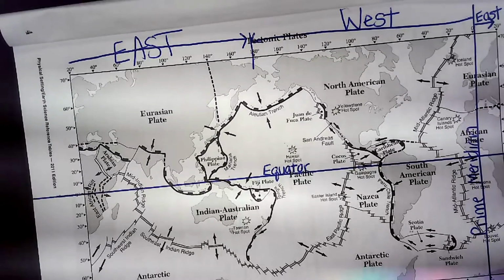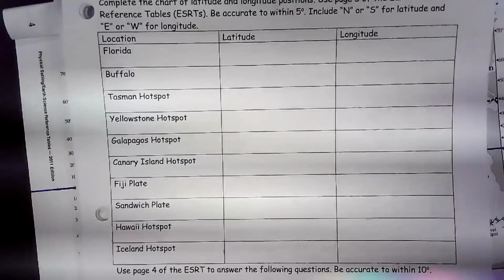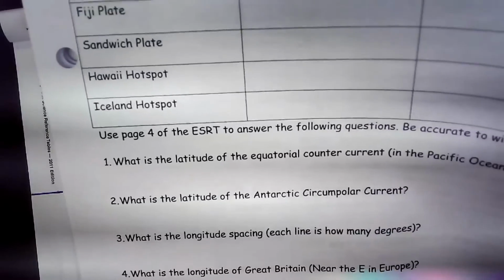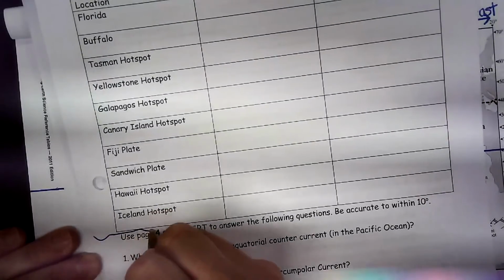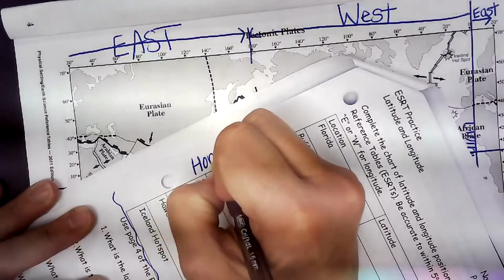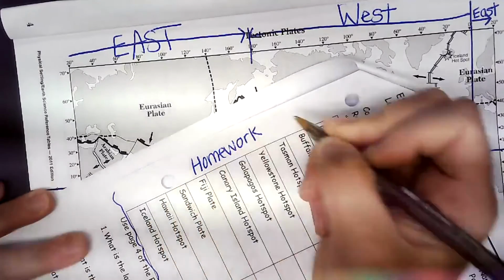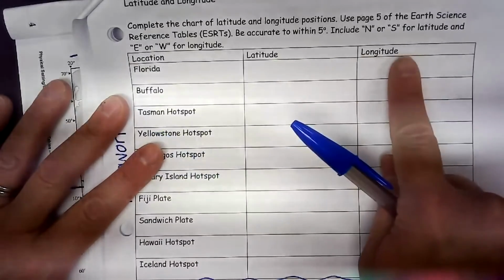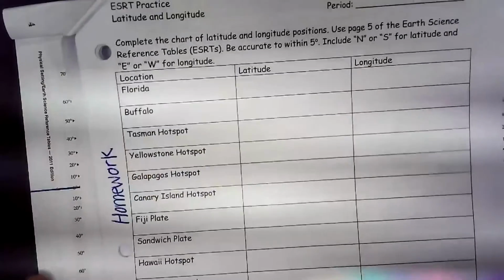We're not going to do all of your homework, but I want to go ahead and do a couple examples with you. So as you notice, your homework's on page 9. Page 9 has a chart and then 5 questions. We're only doing the chart. So your homework is the chart, not the 5 questions. We'll get to those next week. But the first one asks you to do Florida. And it asks you to do the latitude, then the longitude for all of these.